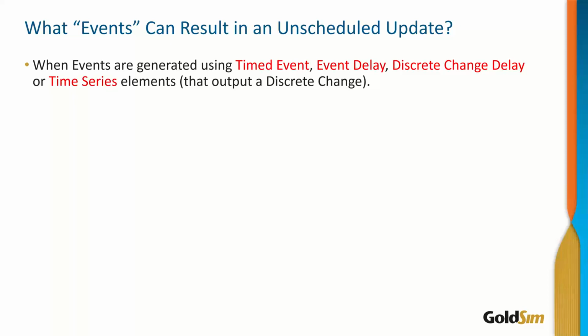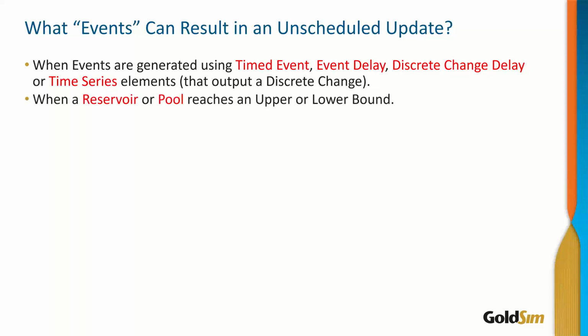So GoldSim is going to create a new update at the time that event occurred, to more accurately represent it. Now, if you have timed events, you can also delay events. You can create a time series that kicks out events at certain times. All of those will interrupt the GoldSim and insert an unscheduled update.